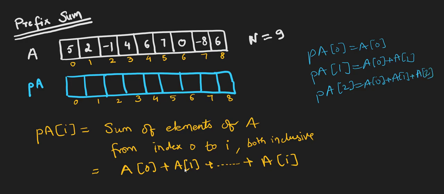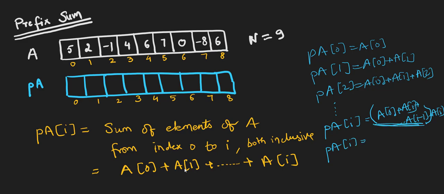Now, if we have to define it in a generic way, we can say PA of I will be A0 plus A1 plus ... plus AI minus 1 plus AI. Now if I want to represent this as a recursive formulation, PA of I is nothing but these terms. If you look, this is PA of I minus 1. So we can say it is prefix sum array of I minus 1 plus AI.